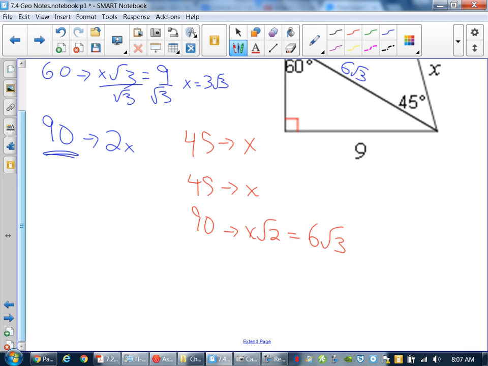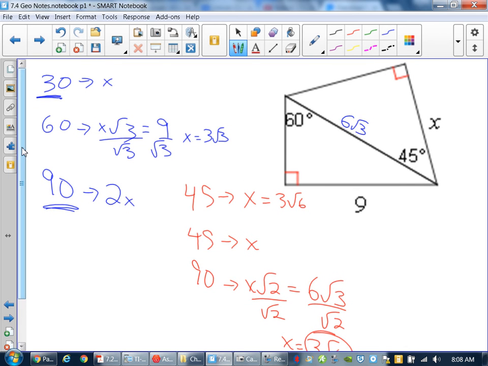And then how do I get x by itself? Divide by the square root of 2 again. So now, in your calculator, if you divide by the square root of 2, what is it? 3 root 6. So that's the value of x, which means across from the 45 is 3 root 6. So this is 3 root 6.